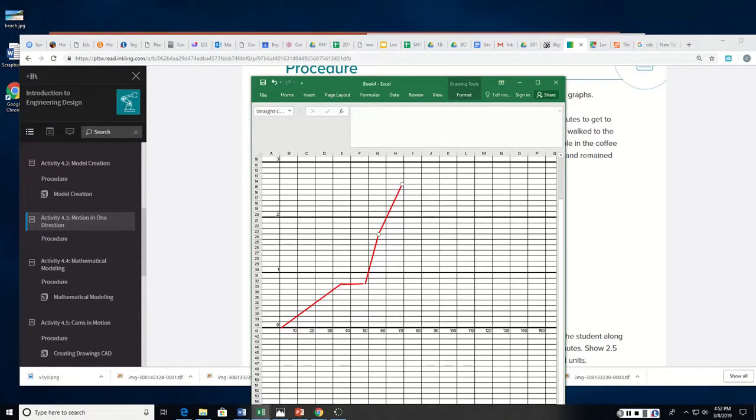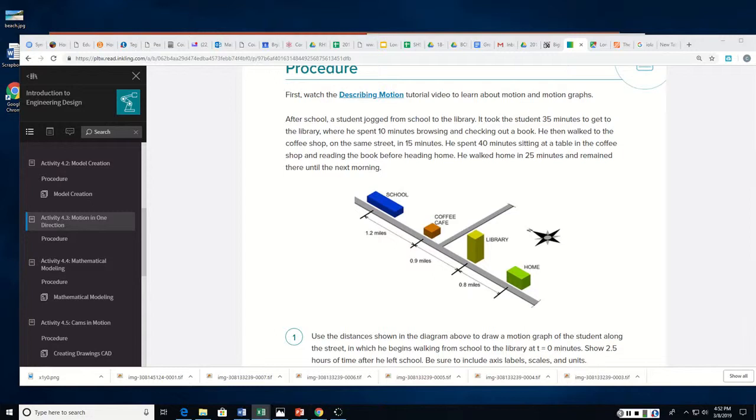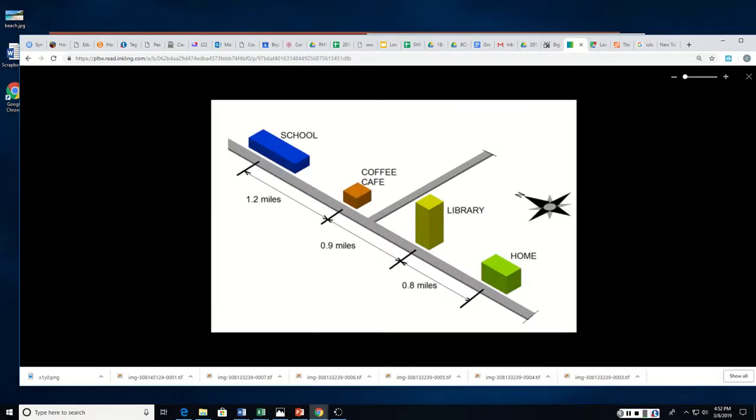So 95. And there is 95. Now, I'm going to let you finish it. That should be enough for you to understand what it is. You've got to read it and apply it to this.